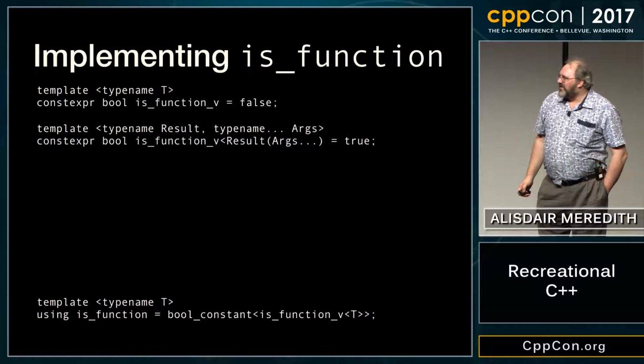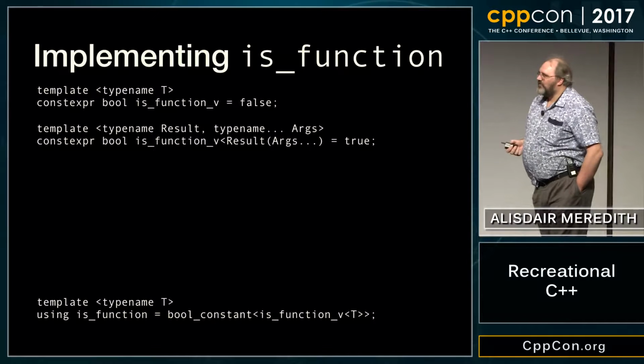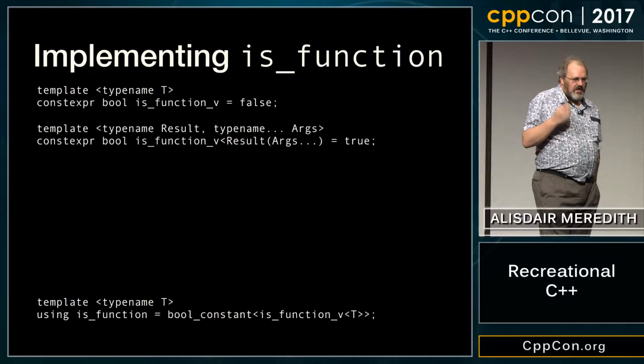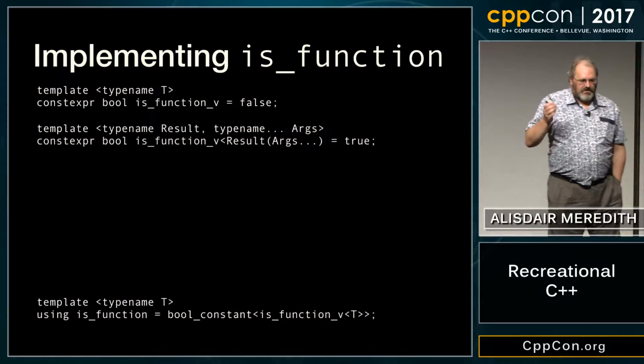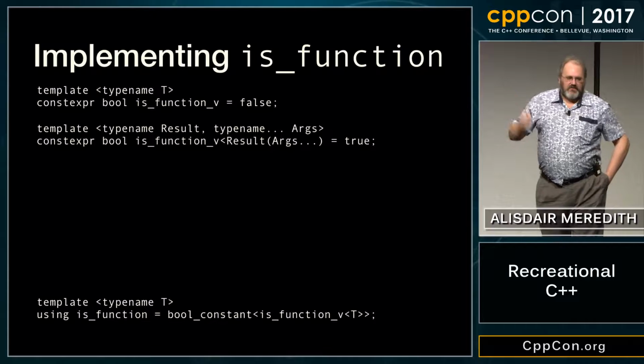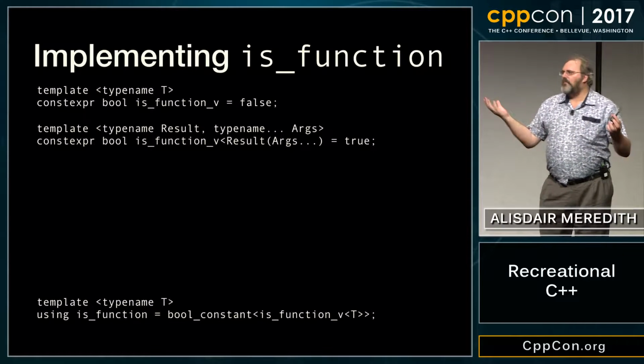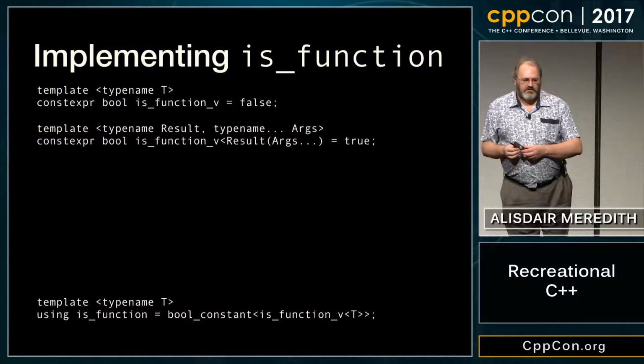So this is where we're going to start getting a little bit more participative. We're going to implement the is_function type trait. So nice thing, we have C++11 onwards, we have variadic templates. So the primary trait is an arbitrary type is not a function.